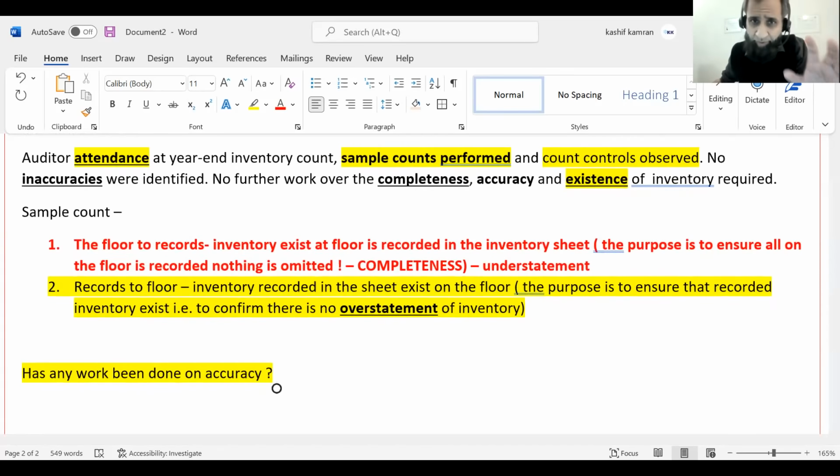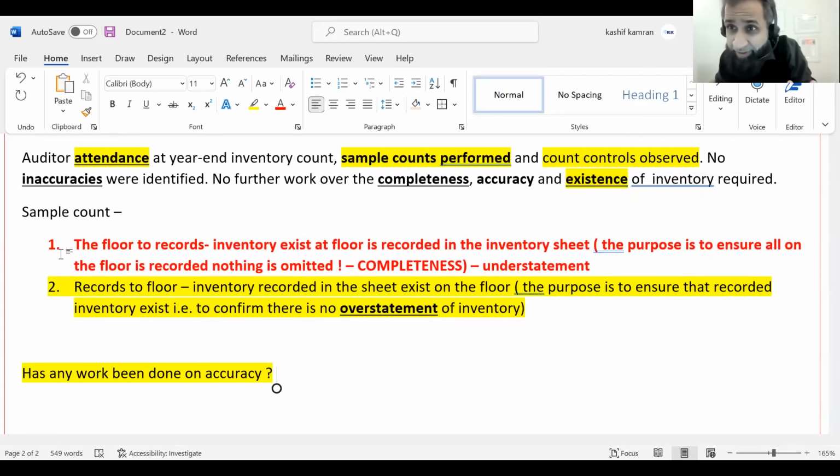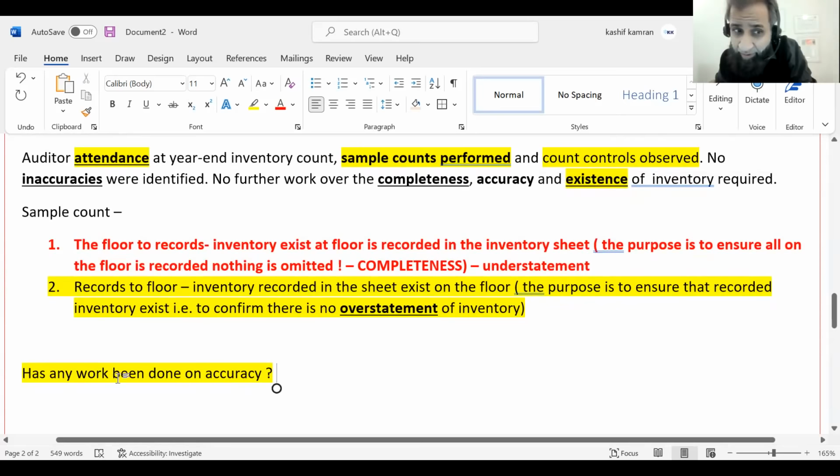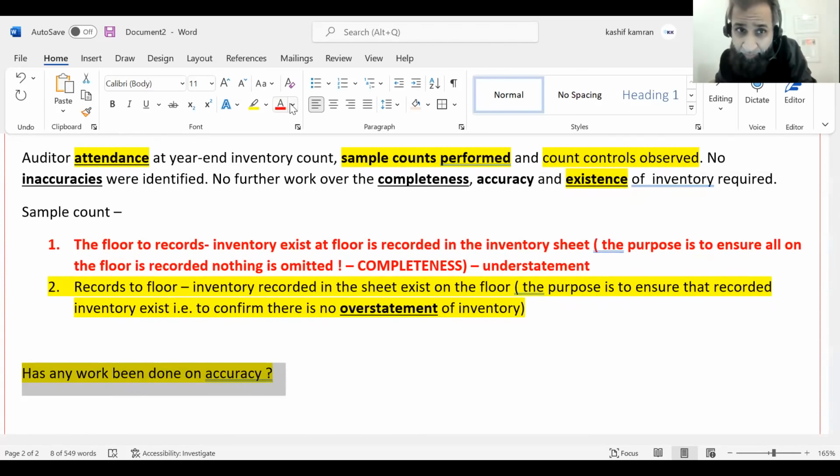Let's assume the sample counts performed were number 1 and number 2. So if you have done sample count number 1 and number 2, have you confirmed the existence and completeness? Yes. If you were attending the inventory count, have you checked the completeness and existence? Yes. But what about accuracy? Do we need to do the inventory count for accuracy?